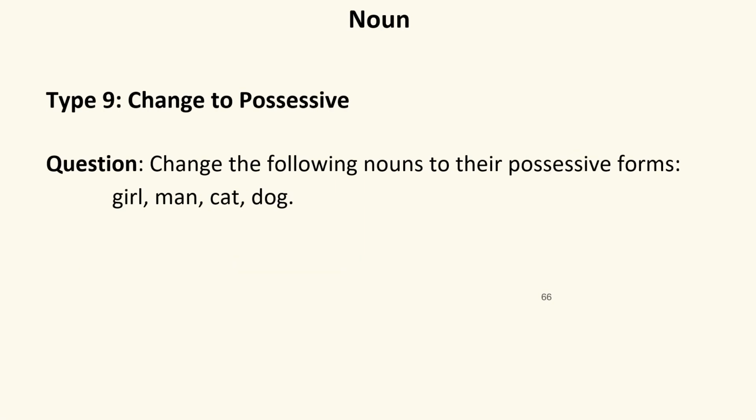We have already done that. Change the following nouns to their possessive form. Now girl, the possessive form of it is girl's, men's, cat's, or dog's.